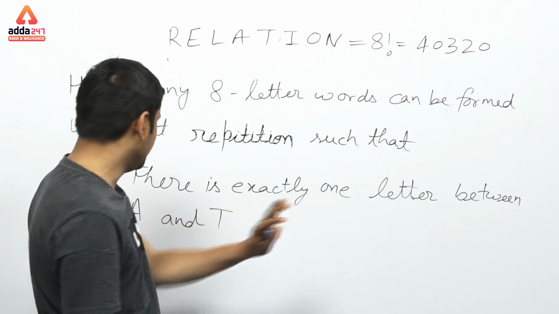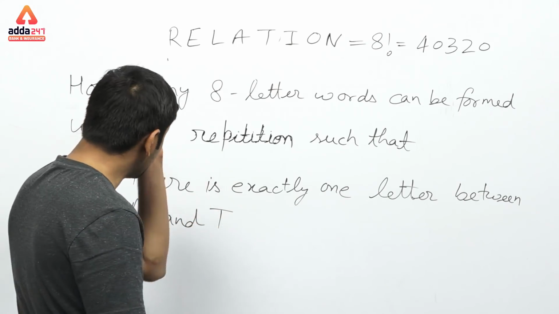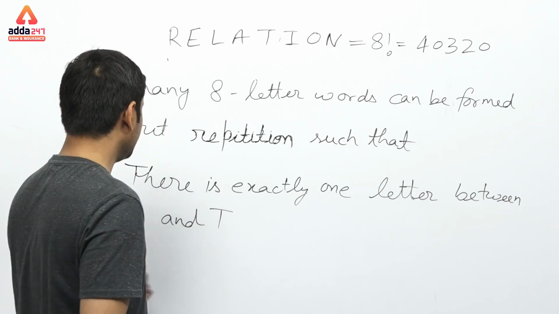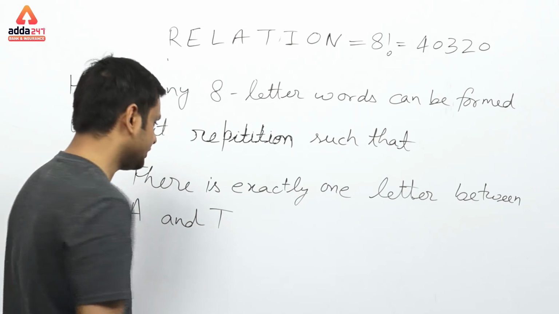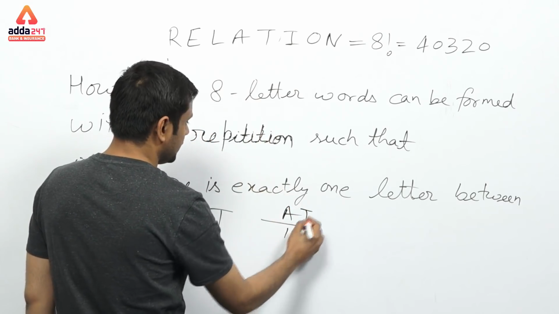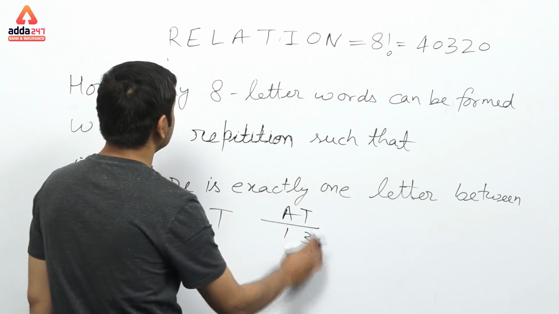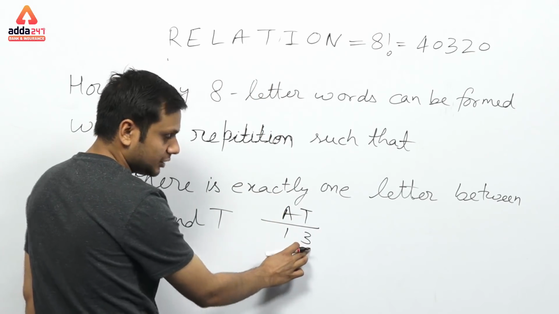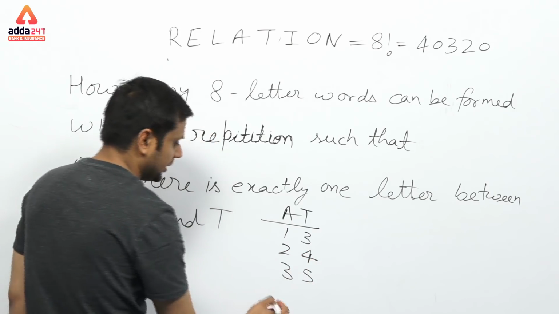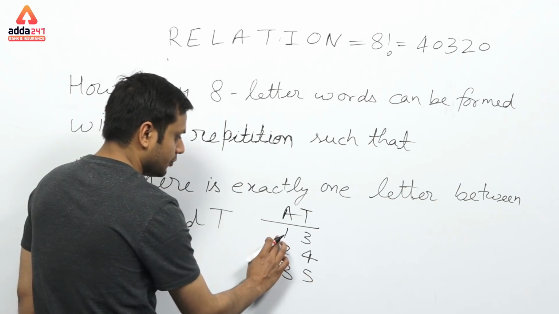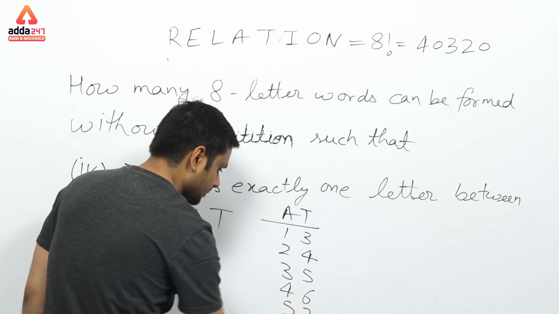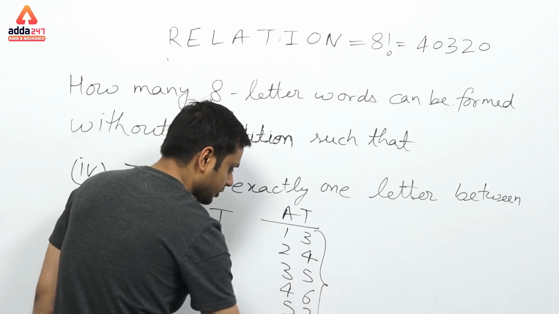So there is exactly one letter between A and T. So again, if we talk about at what places A and T can appear, I'll just write the number of scenarios. Can I say if A is at 1, then T can be at 3? It can be 1, 3. A at the first place, T at third place, then second, fourth, then third, fifth, then 4, 6, 5, 7, and 6, 8. Overall, how many scenarios? 6 cases, right?